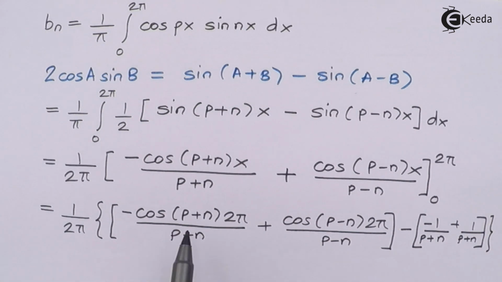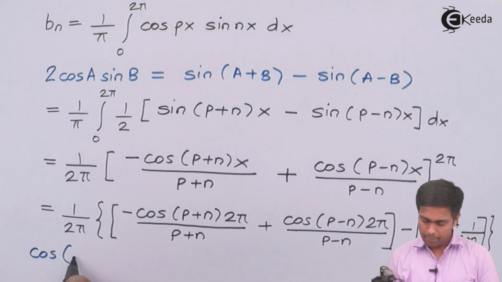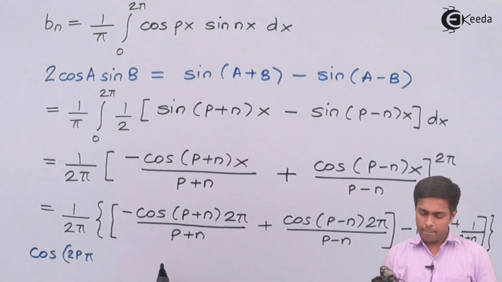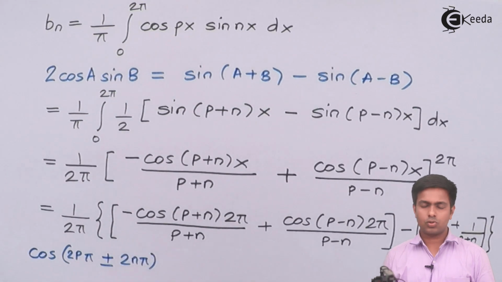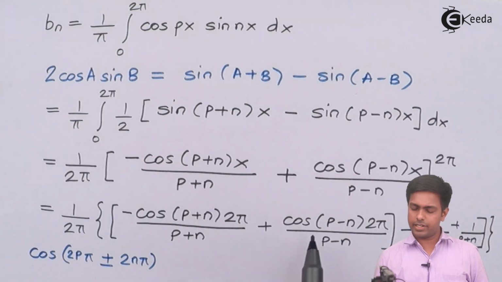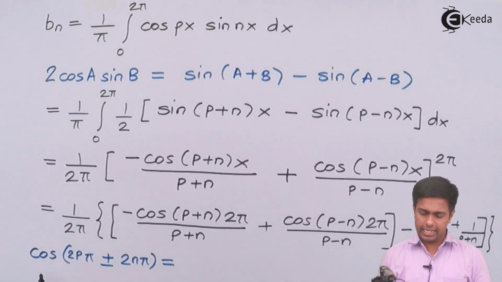Now let's evaluate this term. So here we have cos of 2p pi, so I'll write here 2p pi because I'm taking 2 pi inside, plus or minus 2n pi. So what I did is I've taken both terms together, so here it is plus and here it is minus. Now the formula for this is cos(a plus or minus b), so that is cos a cos b minus or plus sin a sin b.